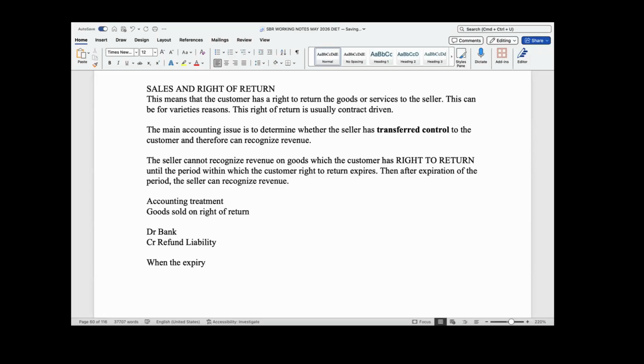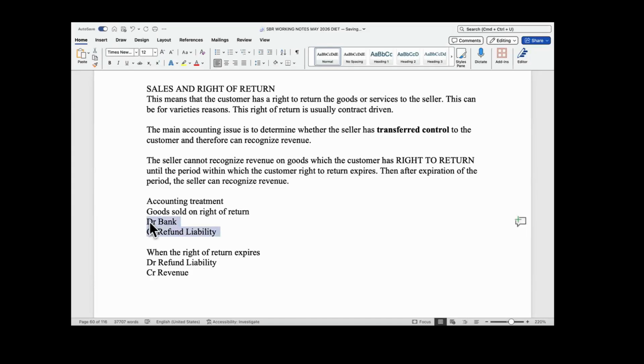That's absolutely correct. Credit revenue. That's correct. But there are some hidden treatments. There are some hidden things. The hidden things are this.